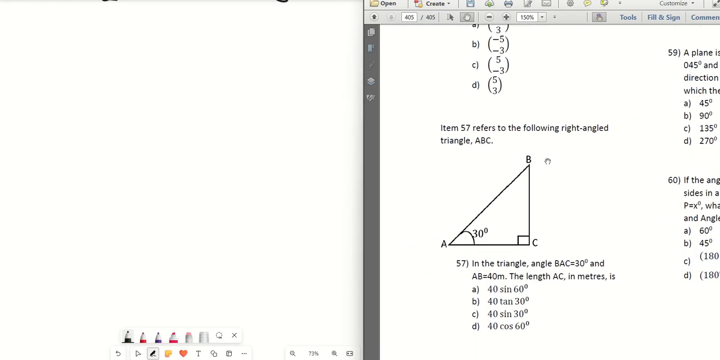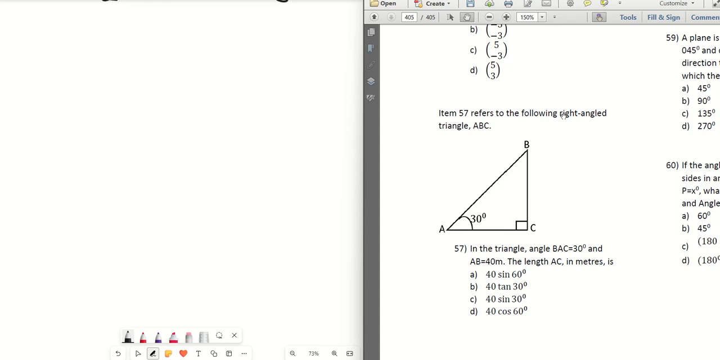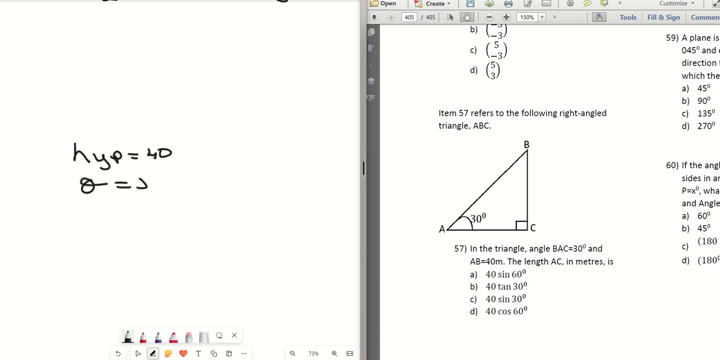Let's look at 57. 57 refers to a right angle triangle ABC. In that triangle, angle BAC, that's angle A, is 30, and AB is 40. That is your hypotenuse. How do I know that's your hypotenuse? The hypotenuse is the side that is opposite your 90 degrees angle, right? So they're telling you that your hypotenuse is equal to 40.